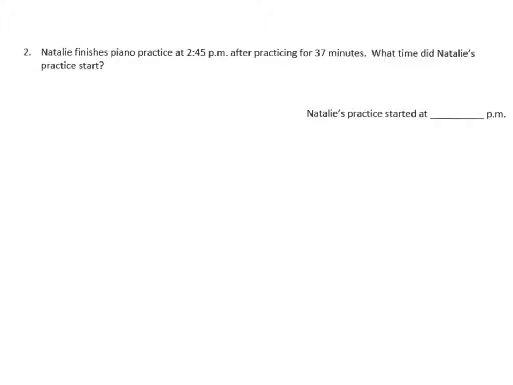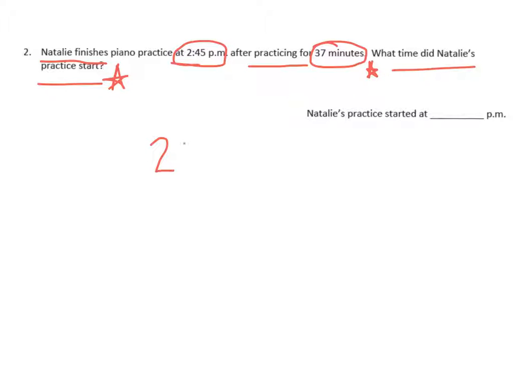Let's take a look at number 2. It says Natalie finishes piano practice at 2:45 after practicing for 37 minutes. What time did Natalie's practice start? So again, what we can do is we can start with the time of 2:45. We can take 2:45 and subtract 37 minutes to figure out the time that she started.